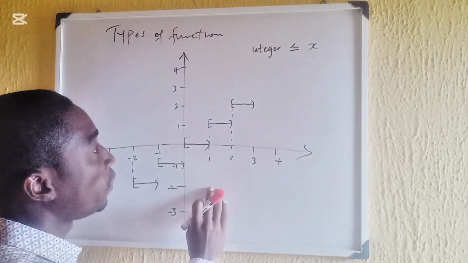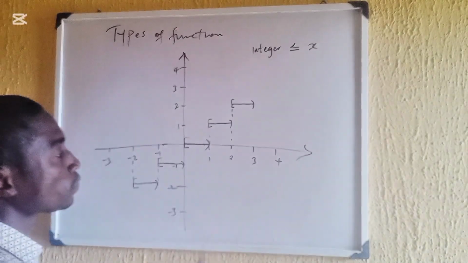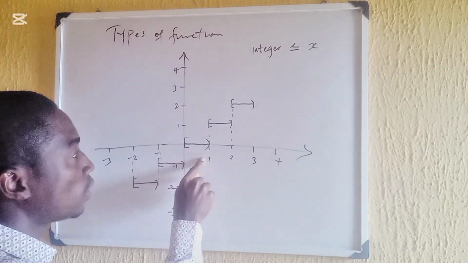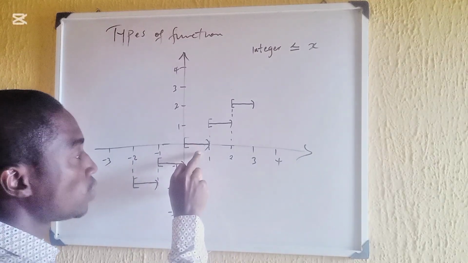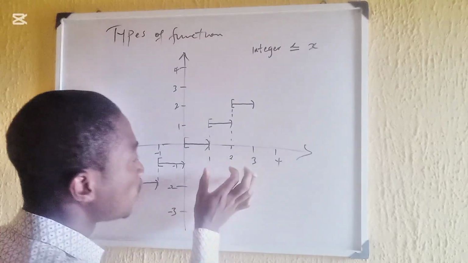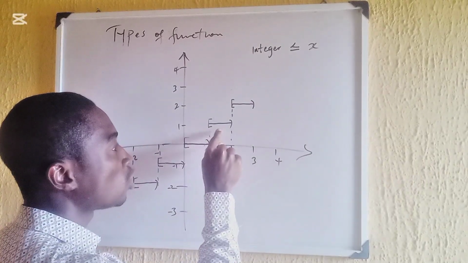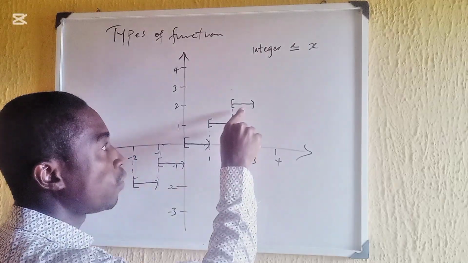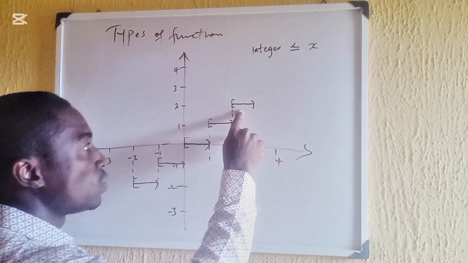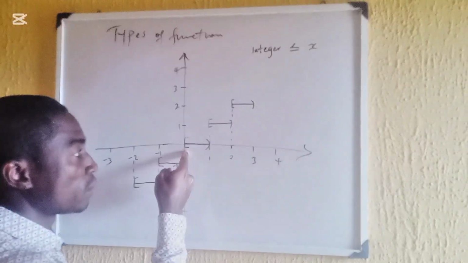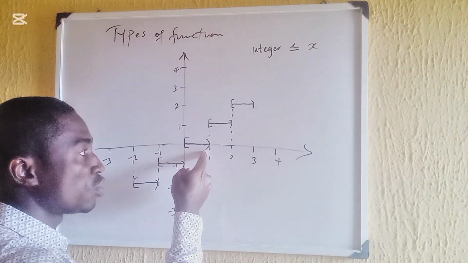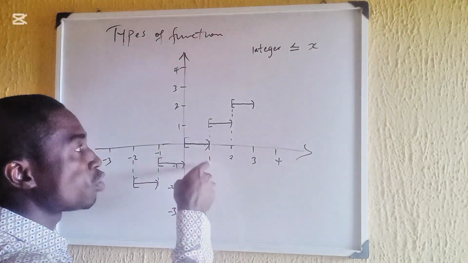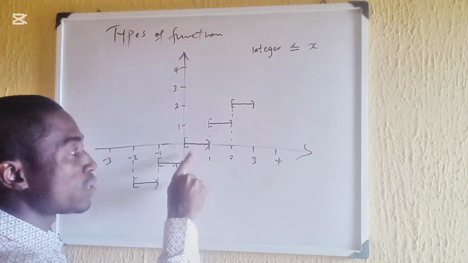So this is the graph of the greatest integer function. You can see that for values of x between 0 and 1, the function is equal to 0. For values of x between 1 and 2, the function is equal to 1. For values of x between 2 and 3, the function is equal to 2. So we have a square bracket here, whereas we have a normal bracket here, showing that at x equal to 1, the function is equal to 1, not 0.